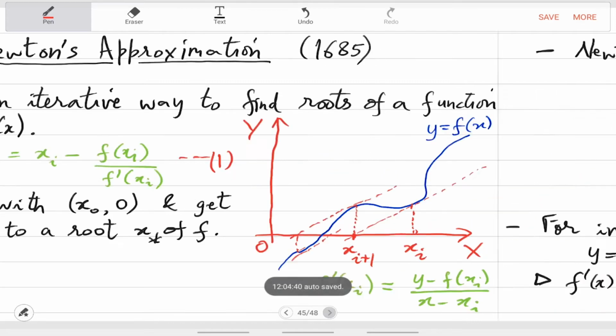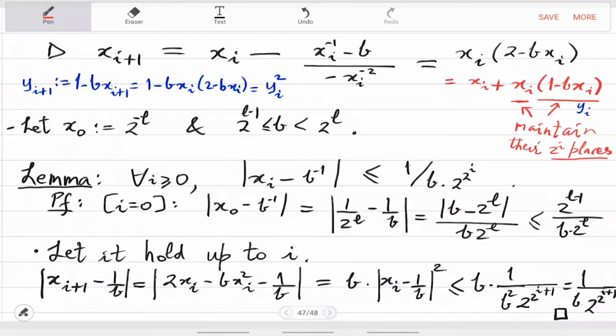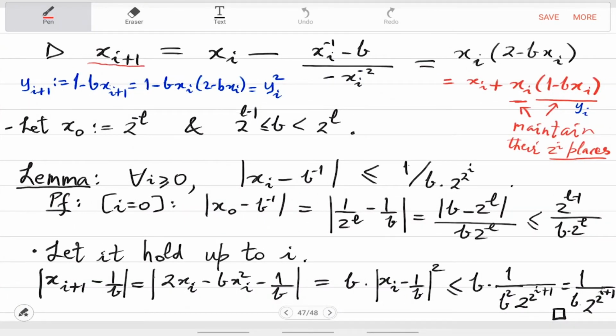There were some questions after the class. So one correction: this formula we have, xi plus 1 equal to xi times 2 minus bxi, and we don't want to work with b. So instead we will maintain xi and yi. This expression is actually xi plus xi times 1 minus bxi. 1 minus bxi you can call yi. So yi plus 1 is 1 minus bxi plus 1, which you can see is actually yi square.